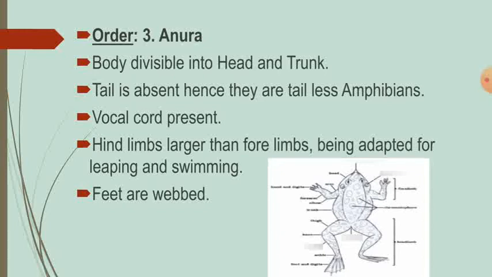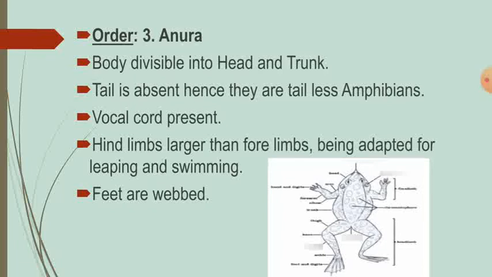You can see in this image, the feet are webbed. Here you can observe the forelimbs and hind limbs. Forelimbs are smaller than the hind limbs. Because the hind limbs are large, it can easily leap or swim. The hind limbs contain 5 digits and the forelimbs contain 4 digits.